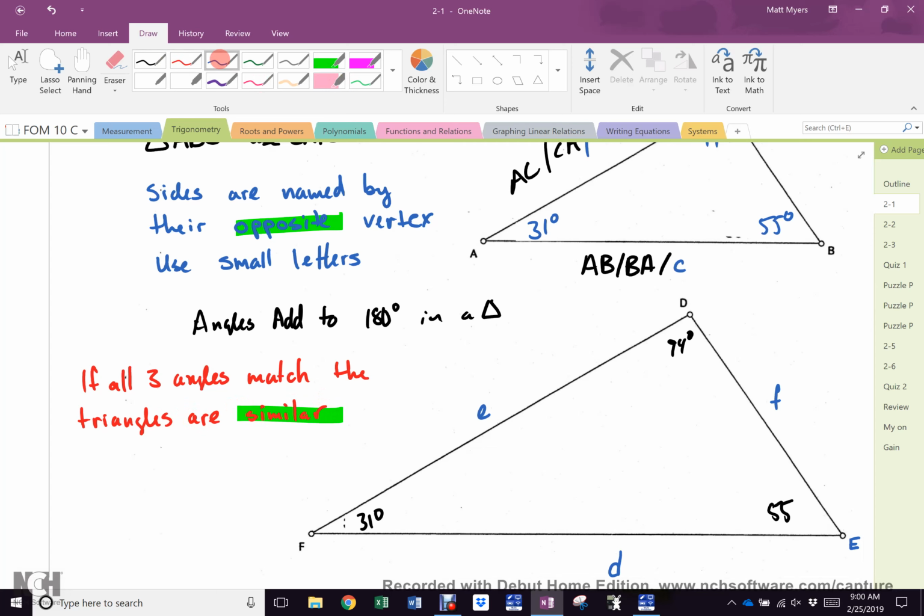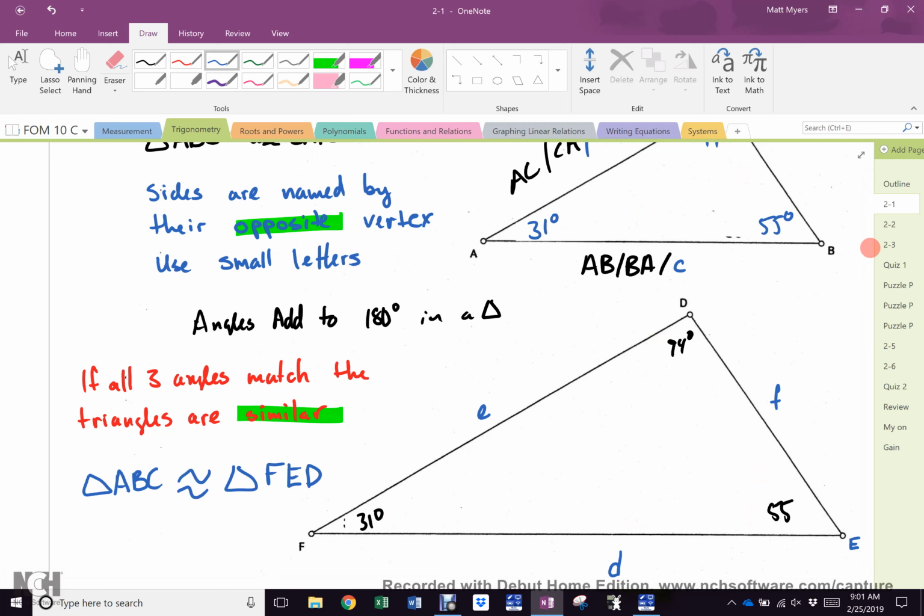And we would show this in a math class by doing this. Triangle ABC is similar, a squiggly equal sign, to triangle what? FED. Why is this one alphabetical and this one not? You have to follow the order of the first one. We went from 31 to 55 to 94, so down here we have to do the same order. Is everybody cool?